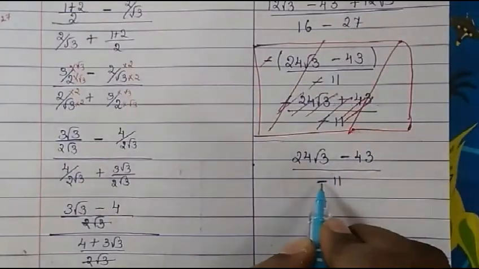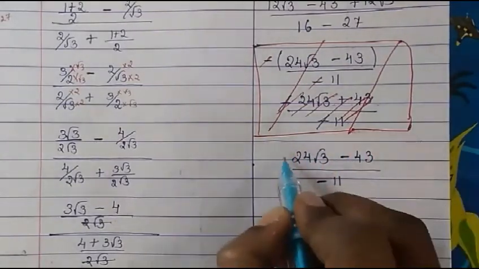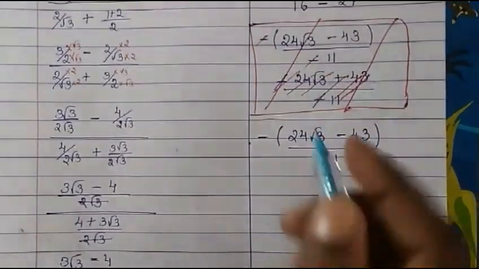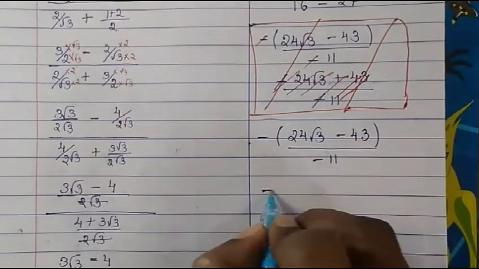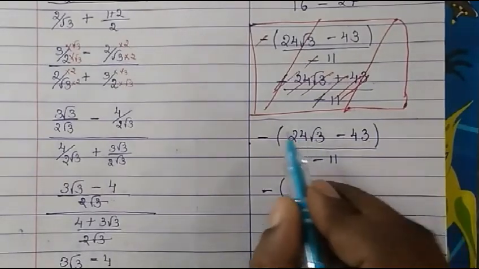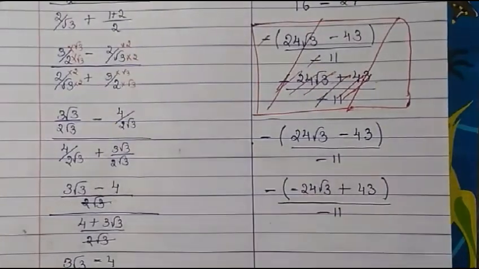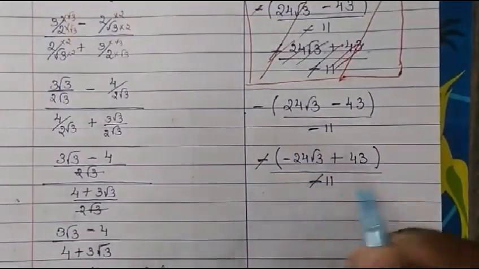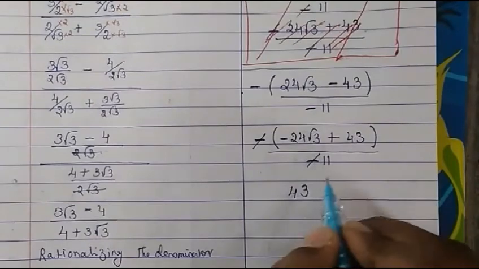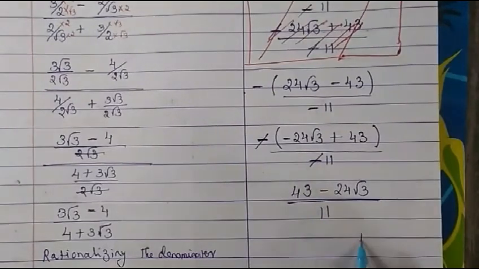So now in the denominator we cannot keep minus, meaning a negative sign. So what we will do, we will multiply this thing with minus. Then minus will be there. So this will become minus 24 root 3 and this will become plus 43. And then minus 11. Okay, so now minus will get cancelled. Then you will have the plus sign, we have to write first. So 43, then minus 24 root 3, and this 11. So this is our answer.